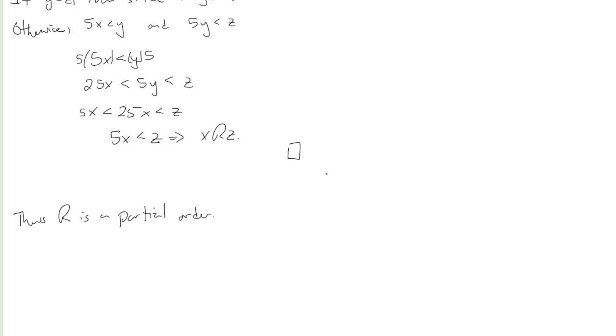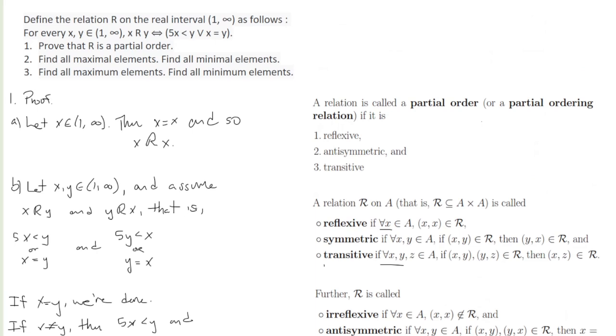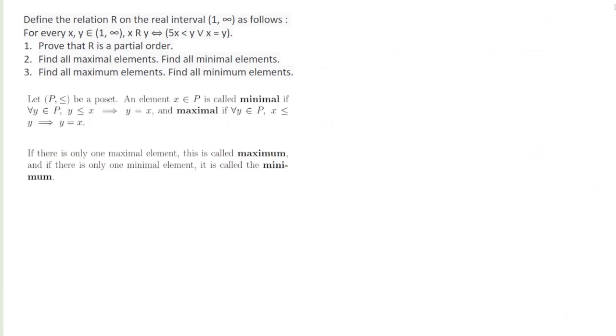Great. All right. So now we're going to jump over to find the maximal elements. I'm going to separate tab here. So first off, we need a poset to talk about maximal elements. An element x in P is called minimal if, for every y in P, if y is less than or equal to x, then y equals x. In other words, the only thing less than or equal to x is x itself. And it's called maximal if, for every y in P, x is less than or equal to y implies y equals x. In other words, the only thing that x is less than or equal to is x itself.